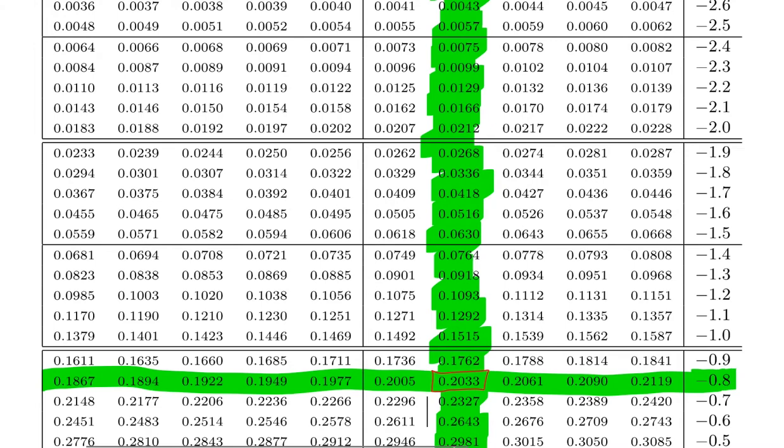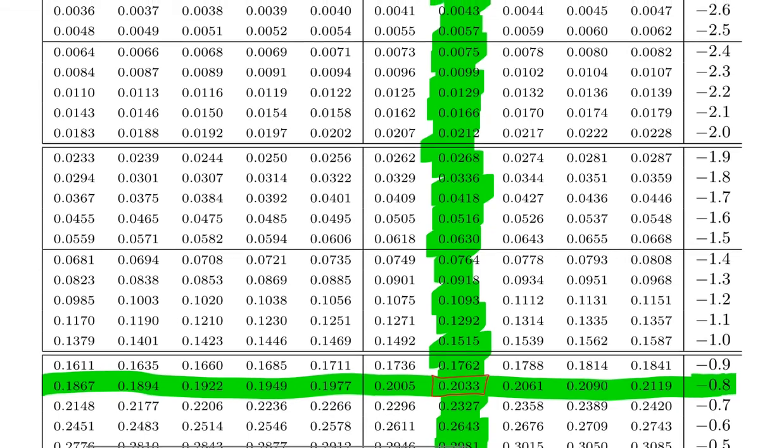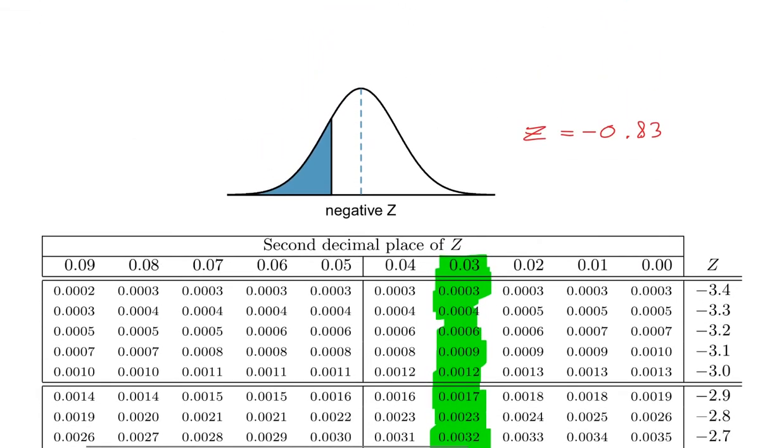That will be the proportion to the left, or the area to the left of the z-score that I am looking for. I know it is the area to the left because the picture at the top of this page demonstrates a shaded region to the left of some indicated value. So we have 0.2033.